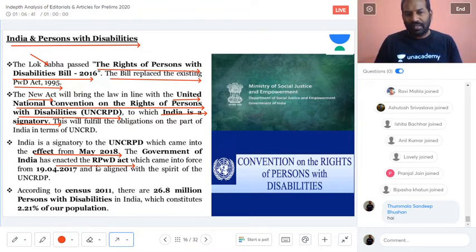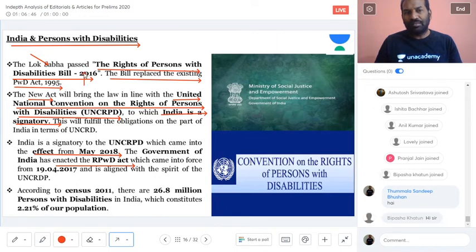Please try to understand this. The Rights of Persons with Disability Bill was introduced in 2016. This one bill was introduced in 2016.